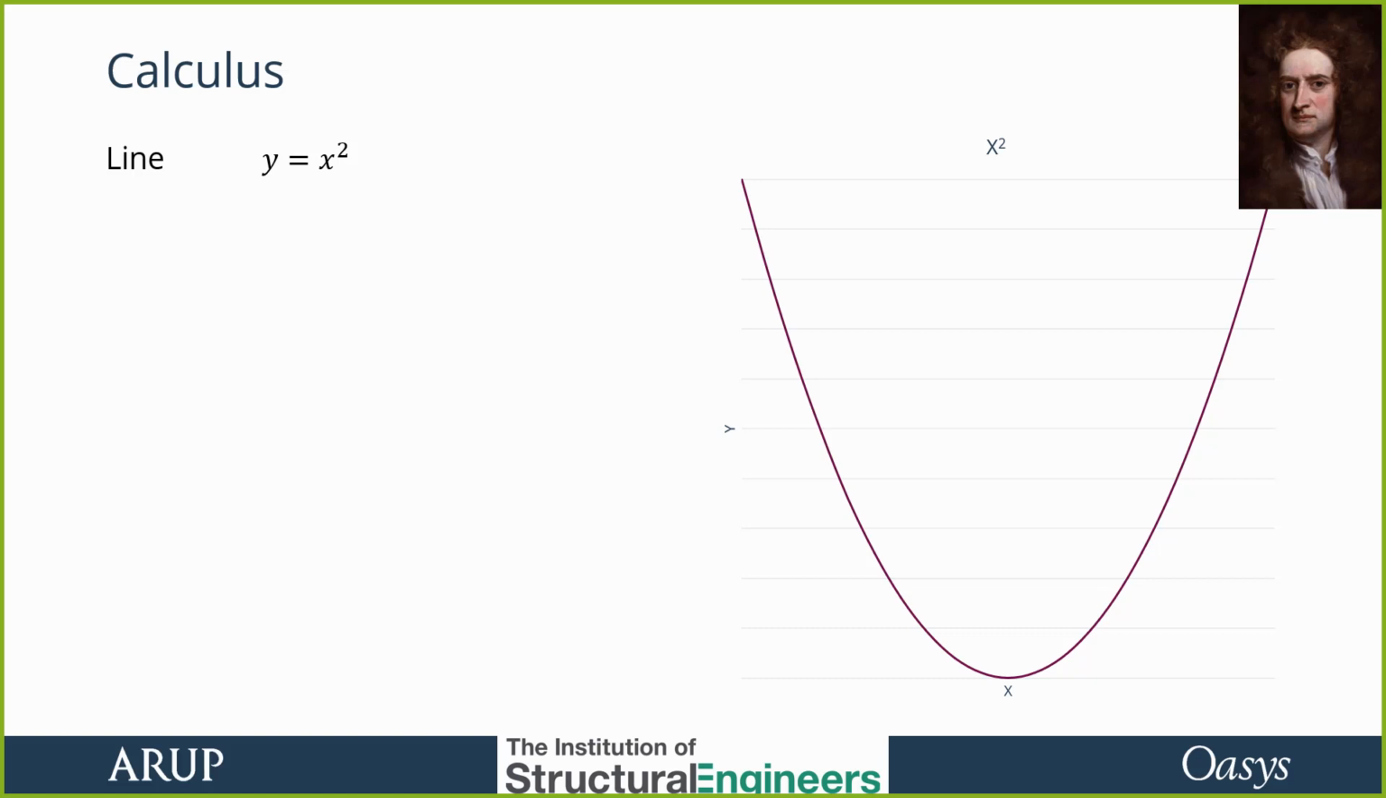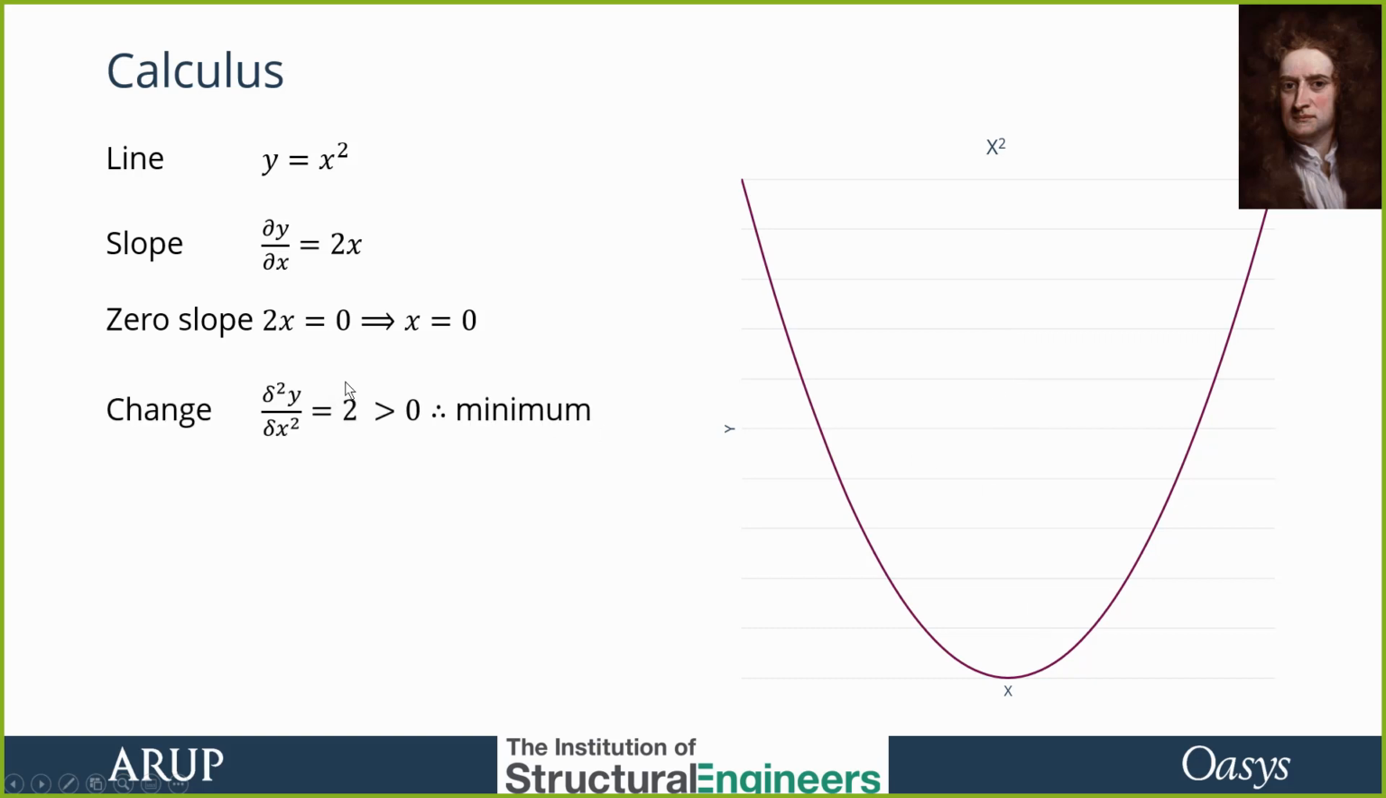Well, we can look at where is the lowest point on this line. So we can differentiate to find the slope of the line, and so the slope is 2x. We know the zero slope is when that is equal to 0. So 2x is 0, which gives the answer x equals 0. And so we know the lowest point, or the zero slope, is on this line here. Is that a maximum or minimum? Well, if we differentiate again, we can see it's greater than 0, so we know it's a minimum. Great.